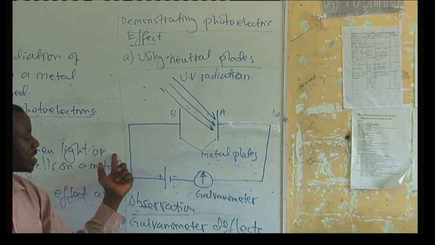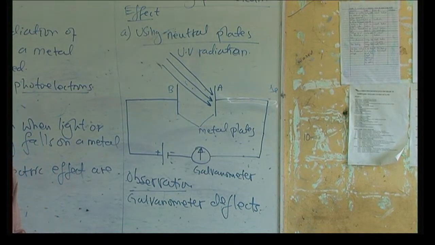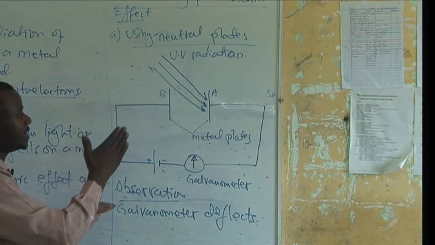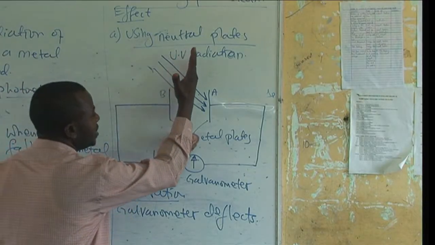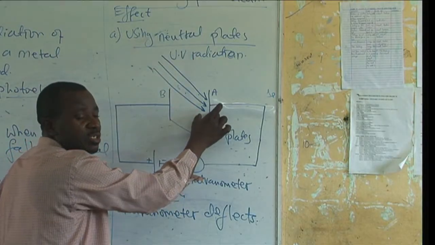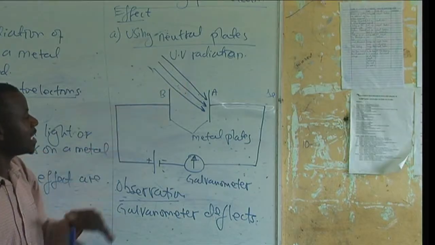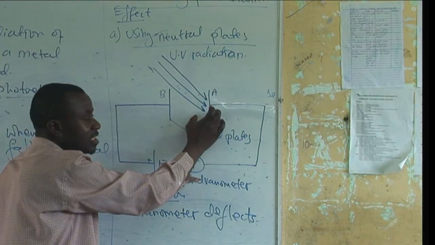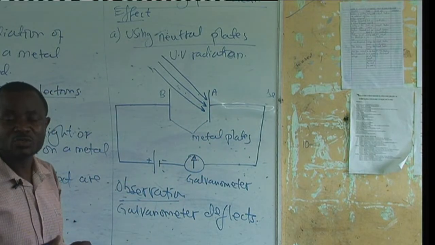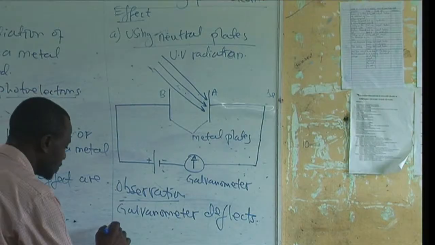That is, which now will cause the current to flow through this particular circuit, causing the galvanometer to deflect. Now, what will happen if you introduce a glass plate, just a barrier, such that the barrier blocks these radiations from reaching plate A? The glass plate will block these radiations from hitting metal plate A, and therefore no photoelectrons will be emitted. As a result, there will be no deflection on the galvanometer. That's what you're seeing there.